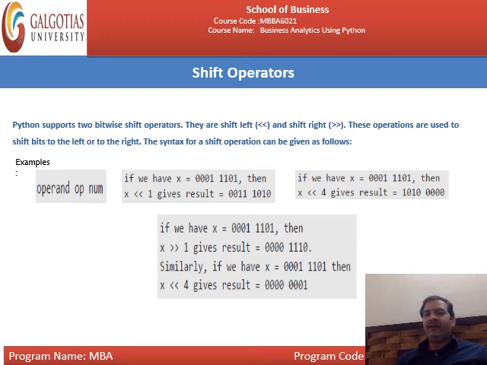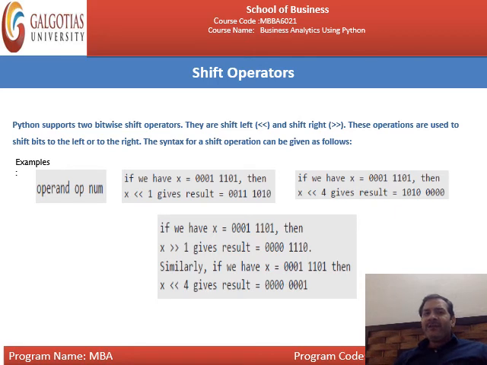For example, if we have x equal to 0001 1101, you can convert it to a decimal number. 1, 2, 4, 8. 8 plus 4 is 12, plus 1 is 13, not 14. This is 13, and then you combine it with 16. Then 16 plus 13 is equal to 29.